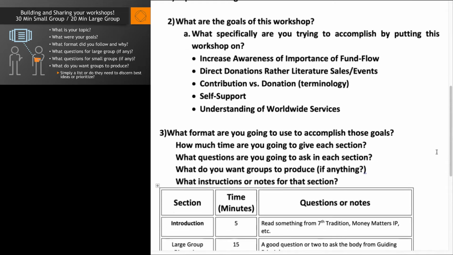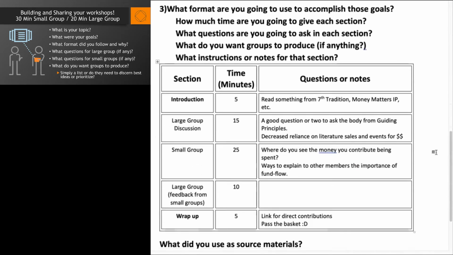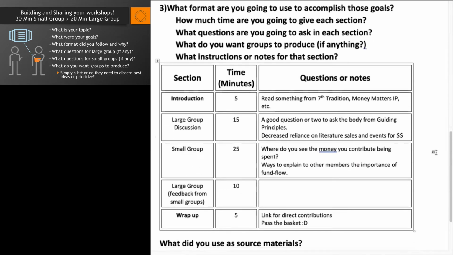So then we went down to the little section there and decided that we were going to give ourselves an hour. We decided ours would be an hour workshop, which was a bit of a challenge, but we also felt that a 90-minute workshop might be just a little too long to hold people's attention. So we gave ourselves 5 minutes for introduction, where we thought we'd read some information about the 7th Tradition or the Money Matters IP or something along that line.